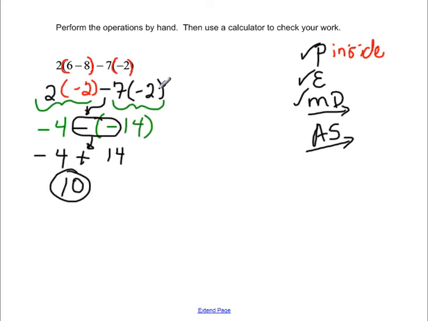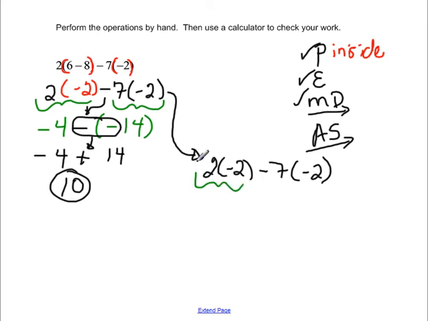But let me show another way to do this step here. I'm going to recopy this 2 times negative 2 minus 7 times negative 2. We're going to think about this slightly differently this time. We're still going to do the 2 times negative 2 just like we did. Okay, 2 times negative 2 is negative 4.